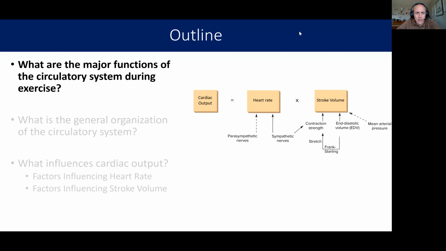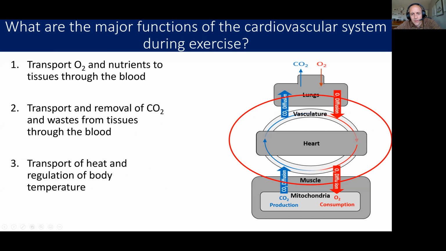Let's now talk about the cardiovascular system, its major functions and general organization. So, it should really come as no surprise to you that the major functions of the cardiovascular system have to do with transport. The cardiovascular system transports oxygen and nutrients to tissues, right?